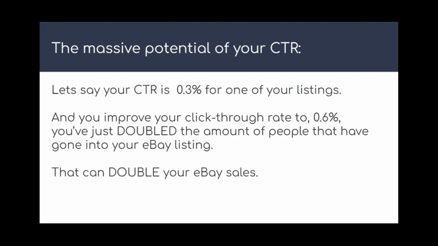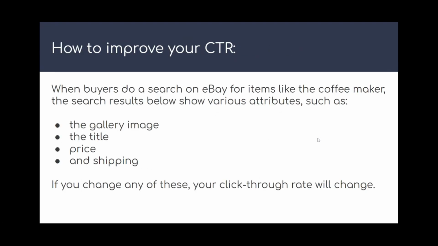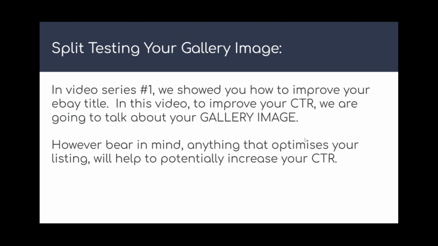Okay, the massive potential of your click-through rate. Let's say your click-through rate is 3% for one of your listings, and you improve your click-through rate to 6%. You've just doubled the amount of people that have gone to your eBay listing, which can double your sales. So how do you improve your click-through rate? When buyers do a search on eBay for items such as a coffee maker, the search results below show various attributes such as gallery image, the title, price, and shipping.